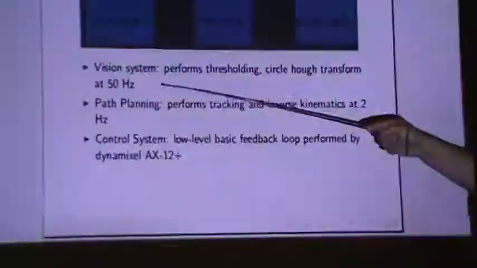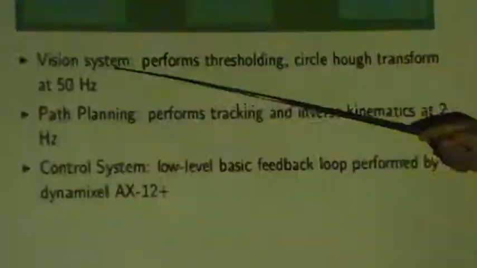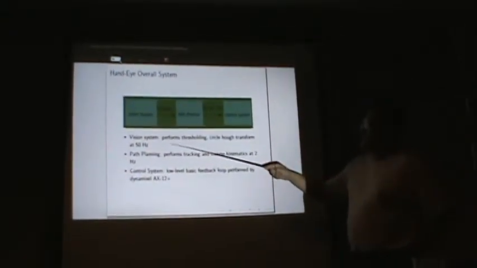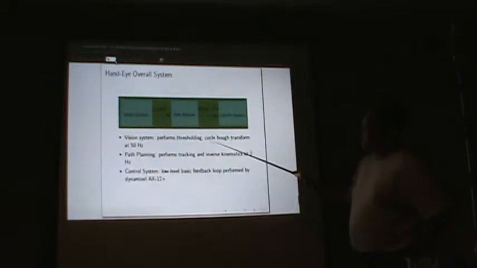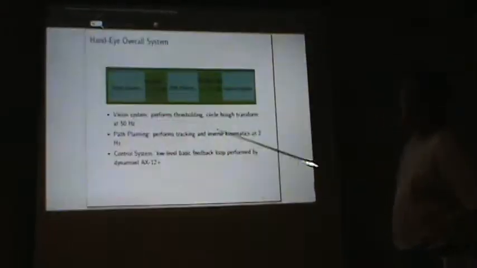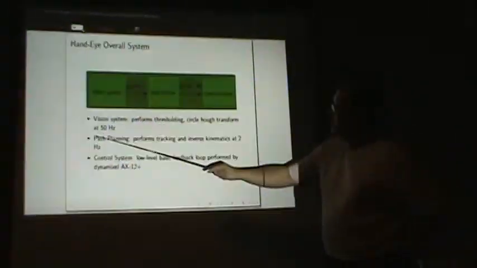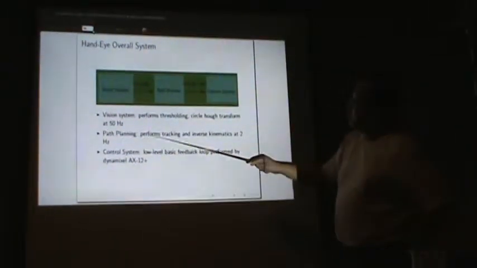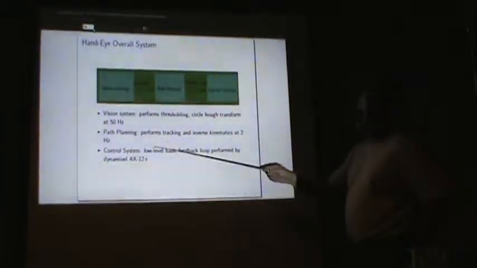So there are some technical details here. I got a vision system running at 50 Hertz, almost real time. It performs thresholding and circle Hough transform. And then path planning performs tracking and inverse kinematics at 2 Hertz. I don't really need to do too much, as you can see.